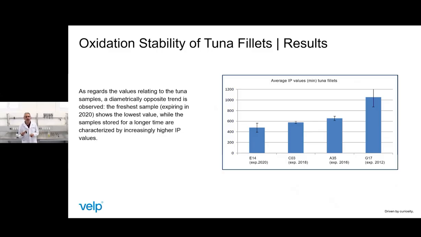An opposite behavior we can observe for drained tuna. The induction period value increases over the aging of the sample, probably due to the fact that oil progressively permeates the tuna fiber and protects the fish from oxidation. The data shown above clearly demonstrate the conservative effect of oil on tuna fish. The greater the oxidation stability, the longer the shelf life of the product.